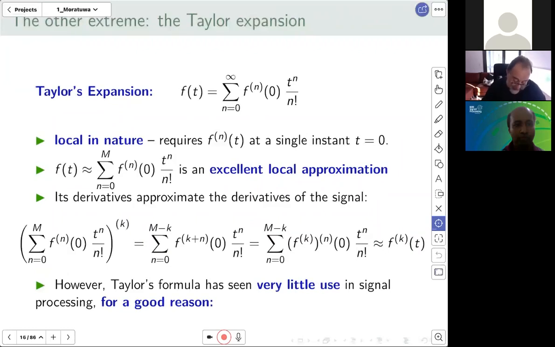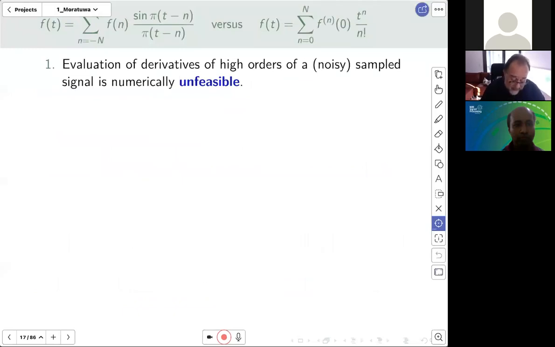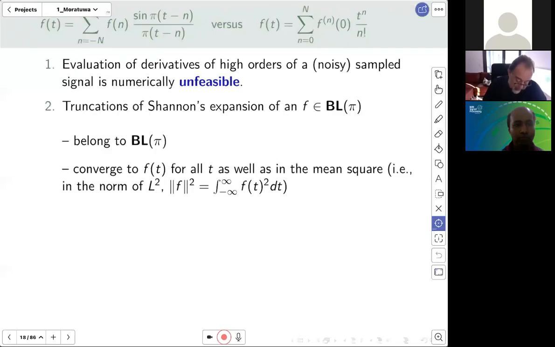Now, however, Taylor formula has seen very little use in signal processing, and this is for a very good reason. So let us now briefly compare the Shannon formula with the Taylor formula. First of all, Taylor formula involves derivatives of high order. And of course, it is well known to numerical analysts that evaluation of derivatives of high orders is an extremely noise sensitive process, and you are cautioned to avoid differentiation whenever possible. But it has further disadvantages, the Taylor formula.